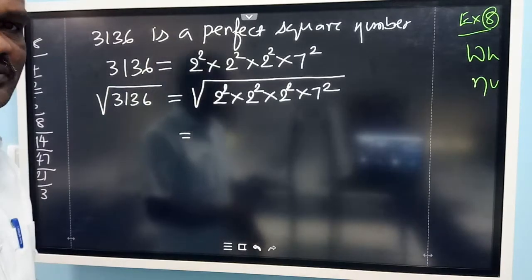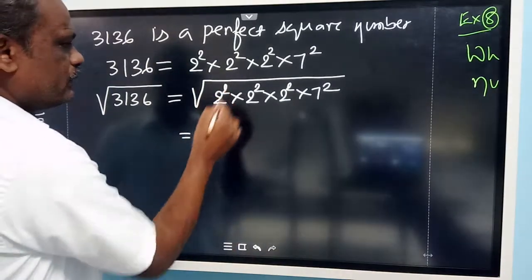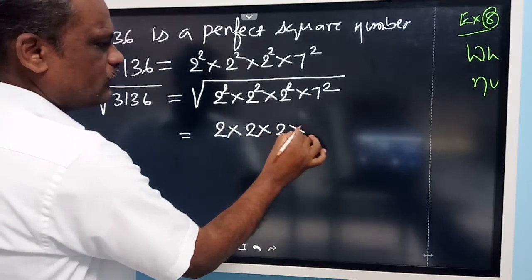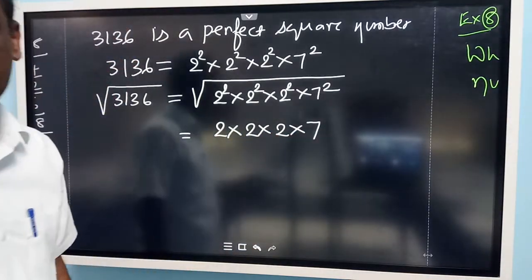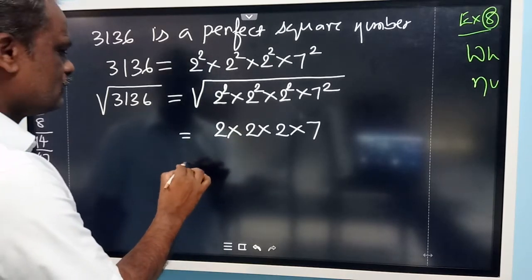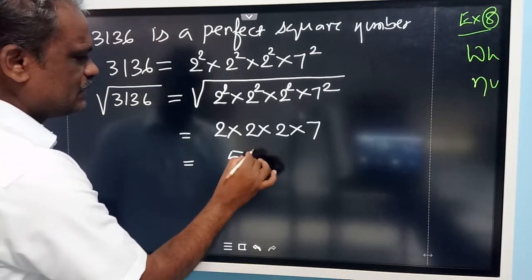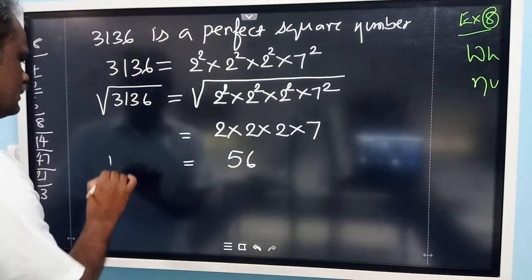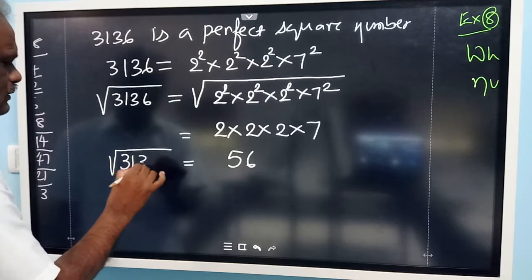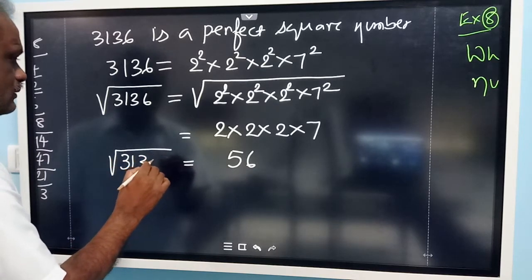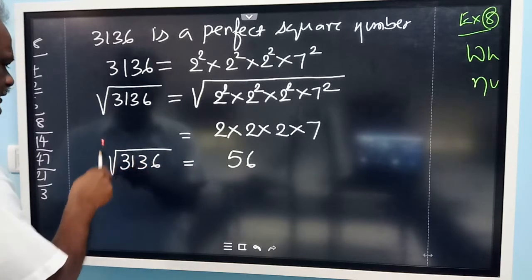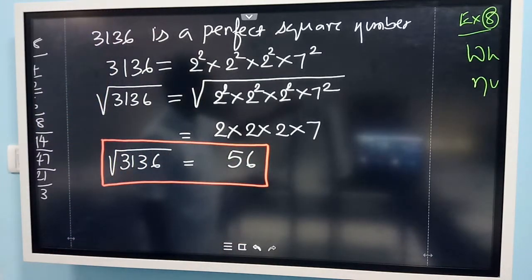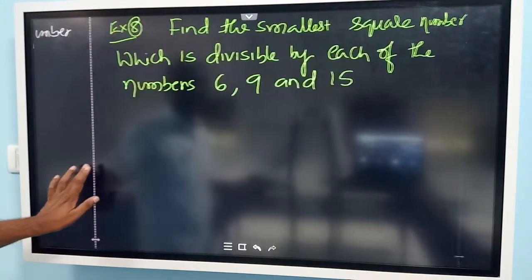Now the square root of this will become, removing from the square root, 2 into 2 into 2 into 7. Once you multiply, 2 4s are 8, 8 7s are 56. So the square root of 3136 is 56. This is the solution. Now let us go to example 8.